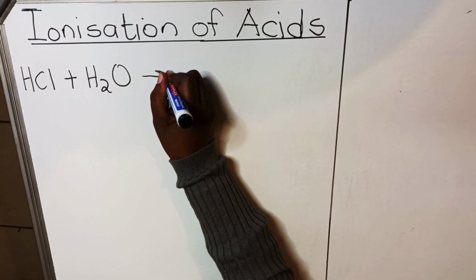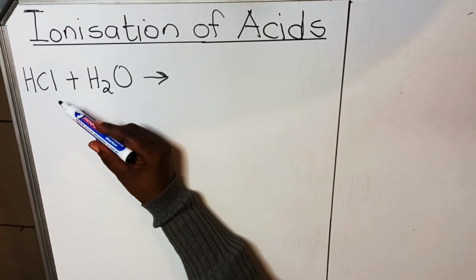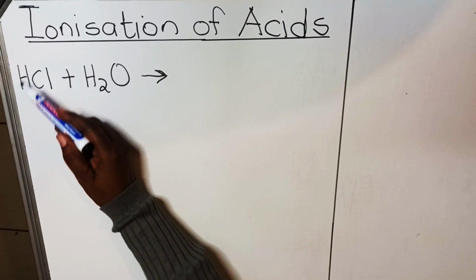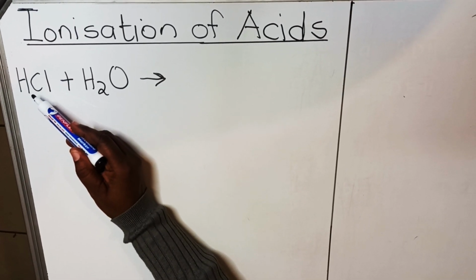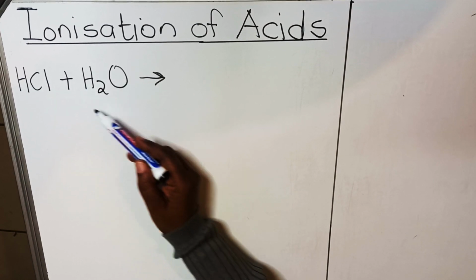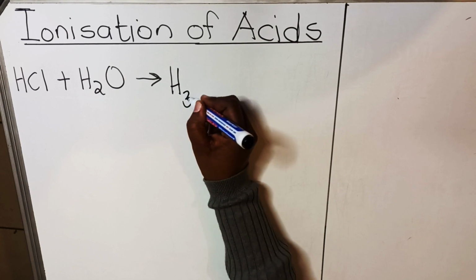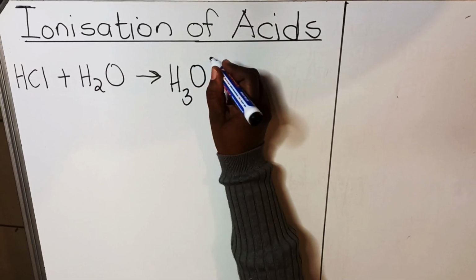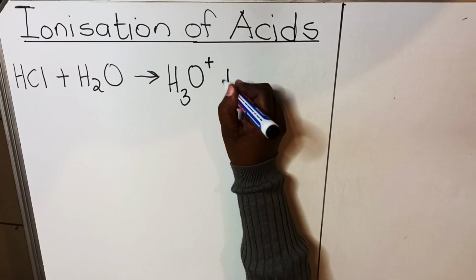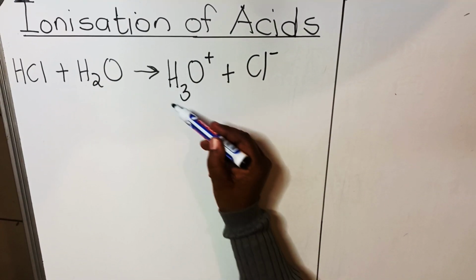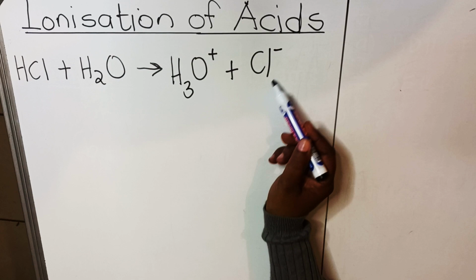You remember when we define an acid, we say an acid is a proton donor. A proton is this hydrogen. It will donate the hydrogen to the water molecule and form hydronium ion. So you have 3 hydrogens with oxygen with a positive charge, plus the chlorine ion. So it has ionized. It's forming a hydronium ion and chlorine ion.